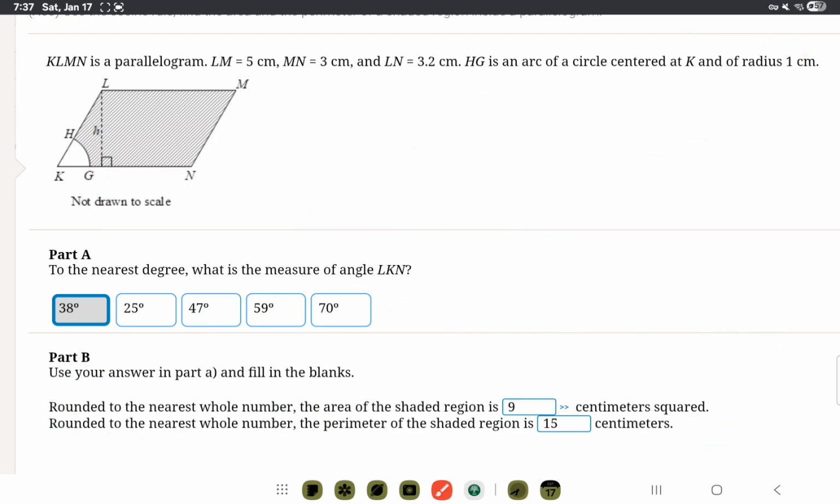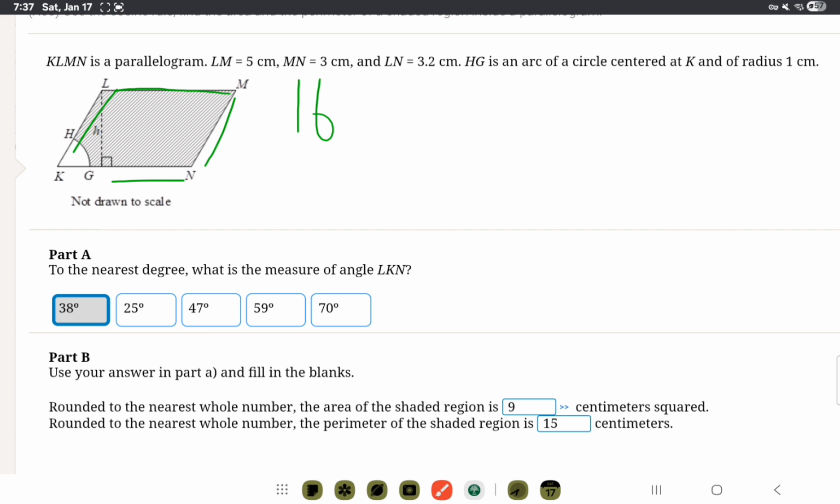Same exact thing for perimeter. All you need to remember is that perimeter is adding all sides. Let's find the perimeter of the parallelogram. It's basically adding this to this to this to this: 3 plus 3 plus 5 plus 5. So the whole thing is 16.